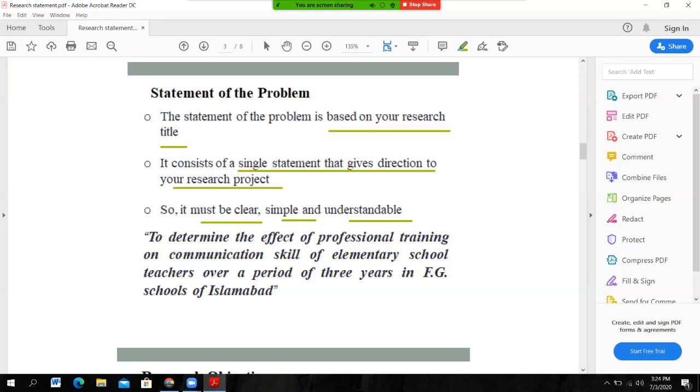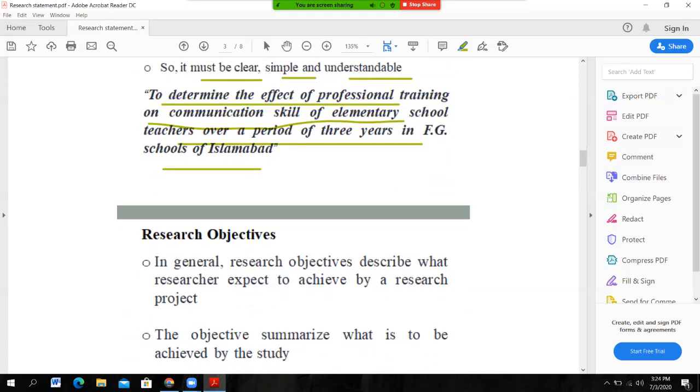So for the above mentioned example, this problem statement will be to determine the effect of professional training on communication skill of elementary school teacher over a period of 3 years in FG School of Islamabad. So this is the problem statement which is based on the above mentioned example.